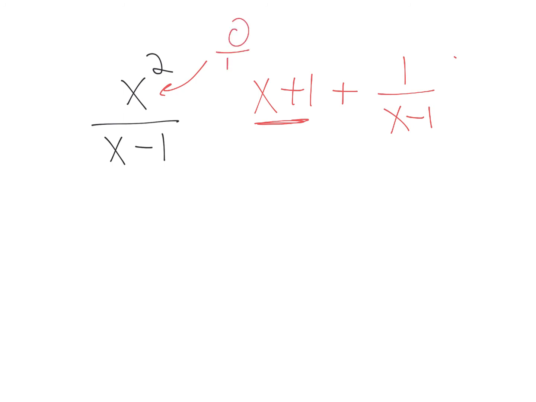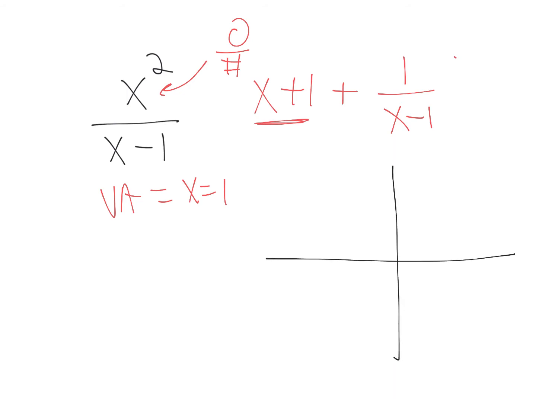We know 0 divided by a number is 0, so when x equals 0, it's a 0. And I also notice that it's multiplicity 2, right? So that means it's going to bounce off that. And then there's a vertical asymptote at x equals 1, right? So far I'm just doing pre-calculus, algebra 2, whatever. So here's my vertical asymptote.